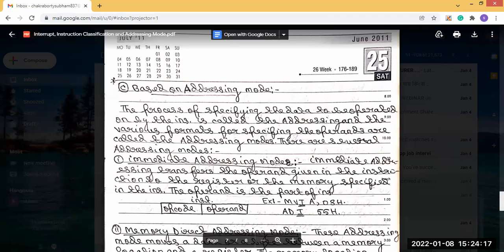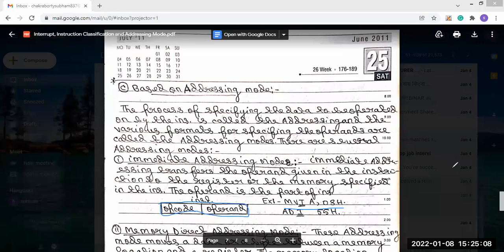Now, what is this immediate addressing mode? Immediate addressing transfers the operand given in the instruction to the register or to the memory specified in the instruction, and the operand is also part of the instruction. The instruction format is divided into two parts: one is the opcode and the other is the operand. Let's say this is the instruction MVI A,08H. So immediate means that I should be present there.